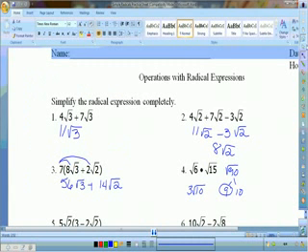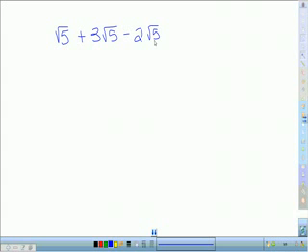Okay, let's take a look. For the first one, we had the square root of 5 plus 3 square root of 5 minus 2 square root of 5. And you're looking that all of them had the same square root. You can think about this as x plus 3x minus 2x and treat it the exact same way. Since they all have it in common, this is a 1 square root of 5, so 1 plus 3 is 4. 4 minus 2 is 2, so the answer is 2 square root of 5.